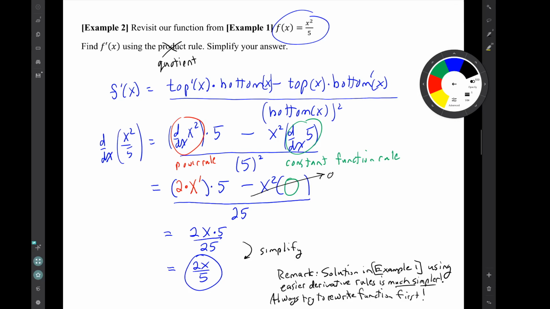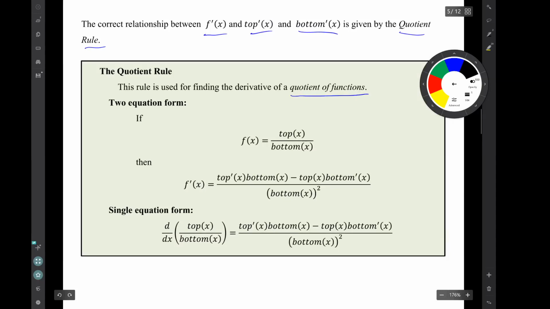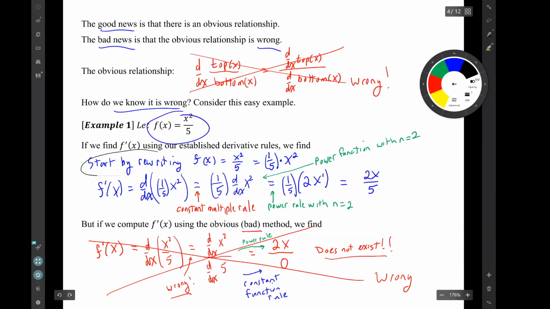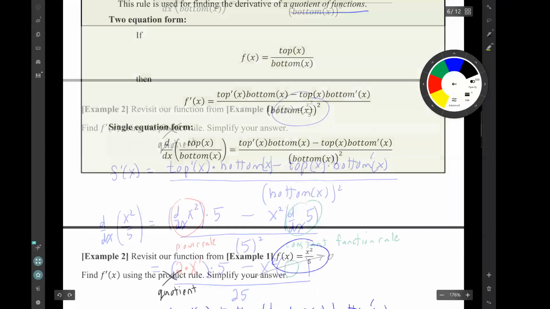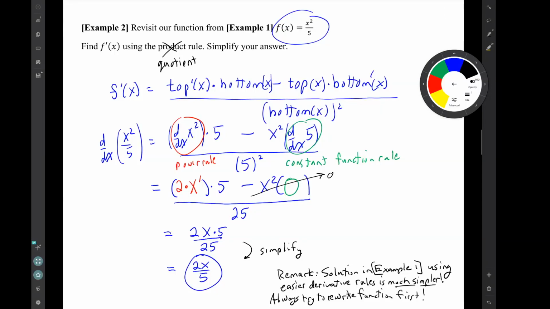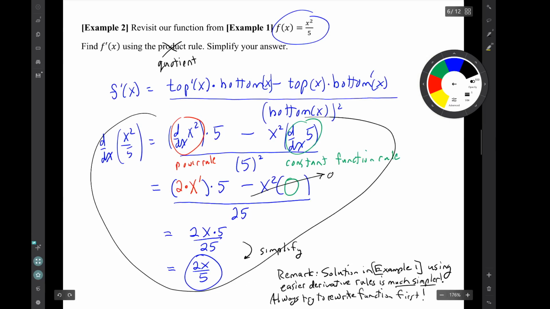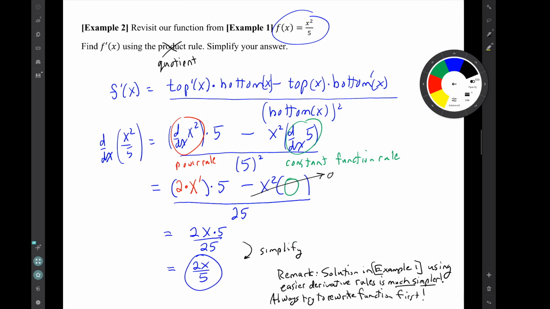Remember what we did in example 1. We used easier derivative rules, but the reason we were able to do that was that we had written the function f of x in a simpler form. We rewrote the function into a form where we could use the simpler derivative rules. So the takeaway from this example number 2 is, well, there are two takeaways. One is that the quotient rule does give the right answer, but the second takeaway is that, wow, the quotient rule is a mess, and if you can avoid it, try to avoid it.